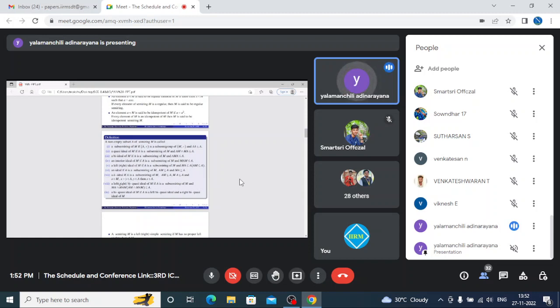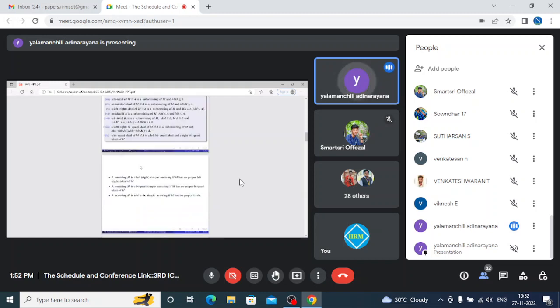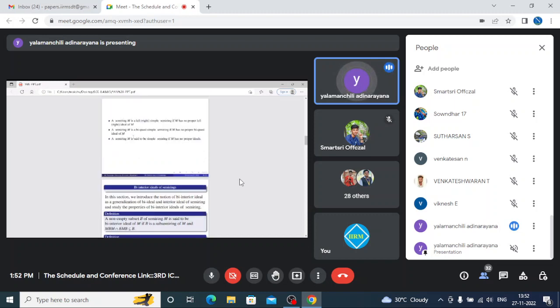Similarly, finally we define bi-quasi-ideal of M: if A is both a left bi-quasi-ideal and a right bi-quasi-ideal, satisfying both conditions, then that set is called a bi-quasi-ideal. These are the important definitions for how to prove this paper, sir. Finally, three important statements are proved.